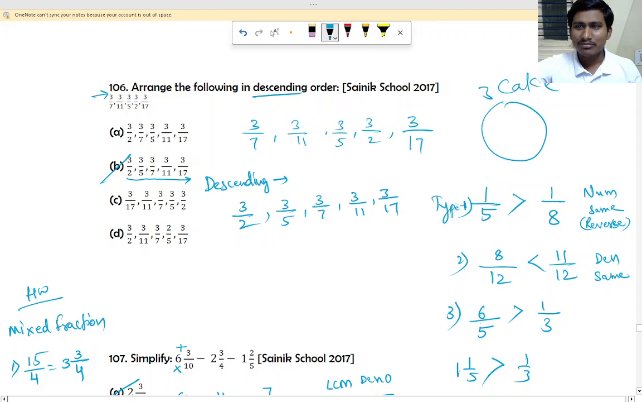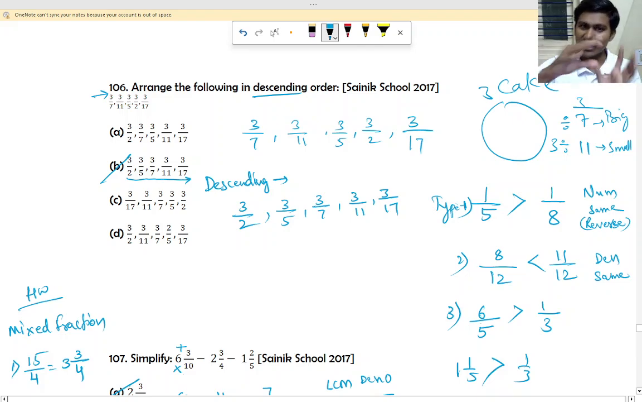If you divide into 7 pieces and then if you divide into 11 pieces, which will be the smaller piece, when you divide it into 7 or when you divide it into 11? So this will be small. When you divide into 7, it will be a bigger piece than when you divide into 11, right? So 3 by 7 is bigger than 3 by 11. Understand? So the smaller denominator gives the bigger piece.